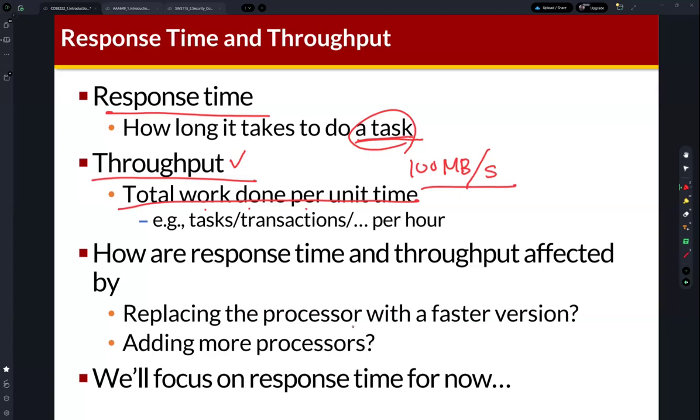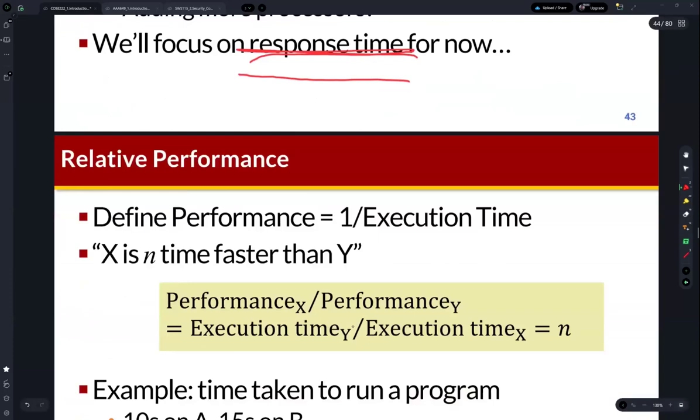For this course, we will focus on the response time. Recently we frequently use throughput because we frequently use parallel applications. But this is the basic course of computer architecture, so firstly, we need to understand how to measure the performance of a single task or single thread. So we will focus on the response time now.